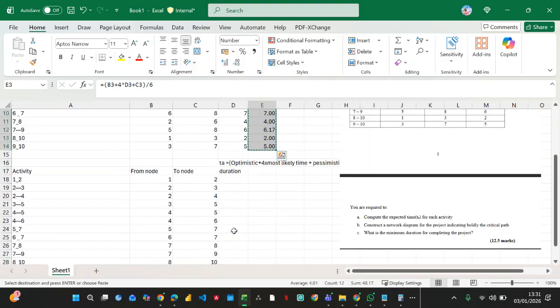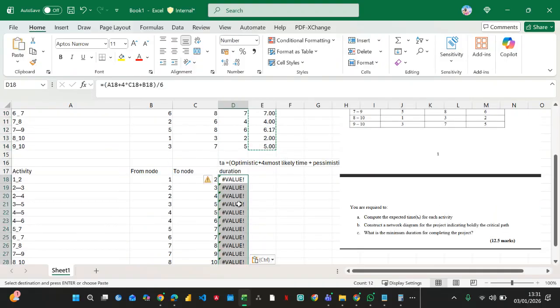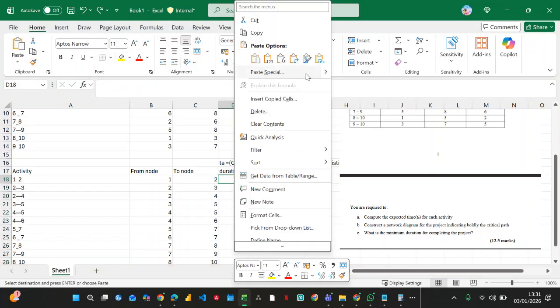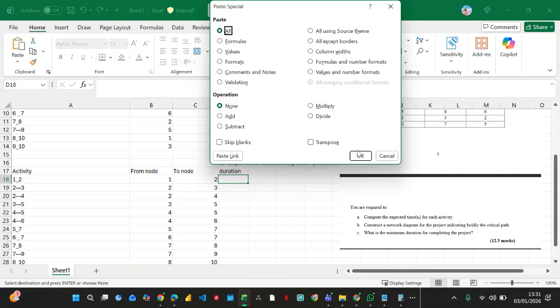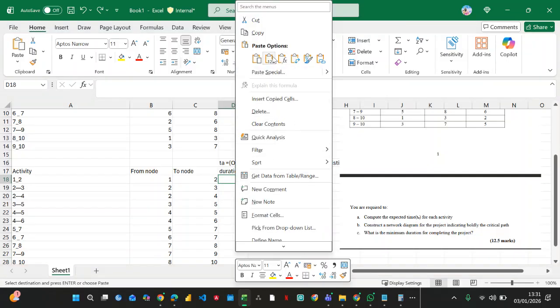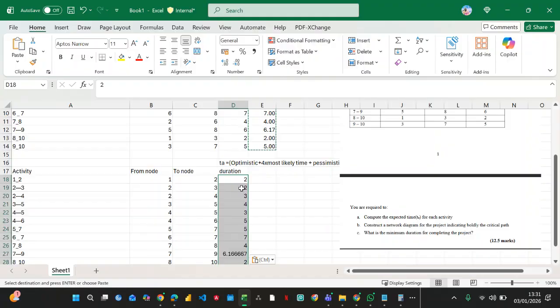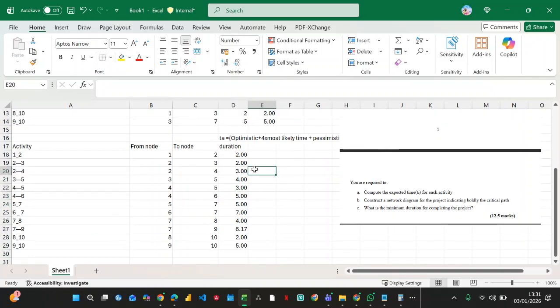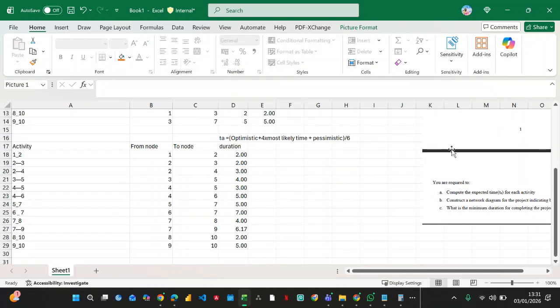So we have our expected time. Let me just put it here so that it will help us to draw. Oh, sorry, based on values. So now it's time for us to draw.